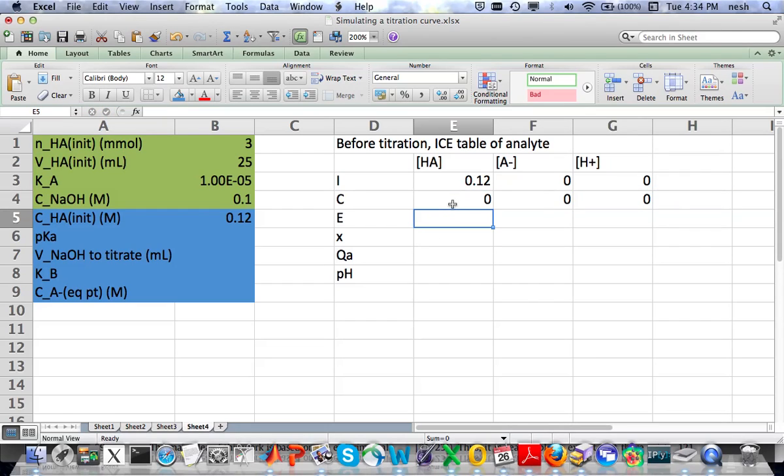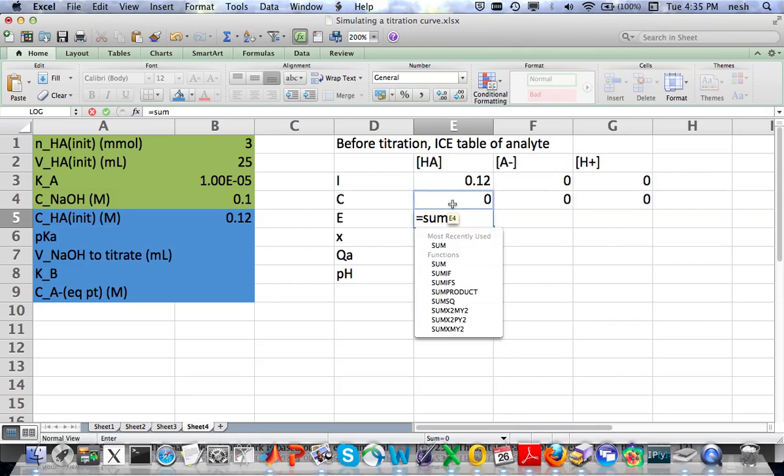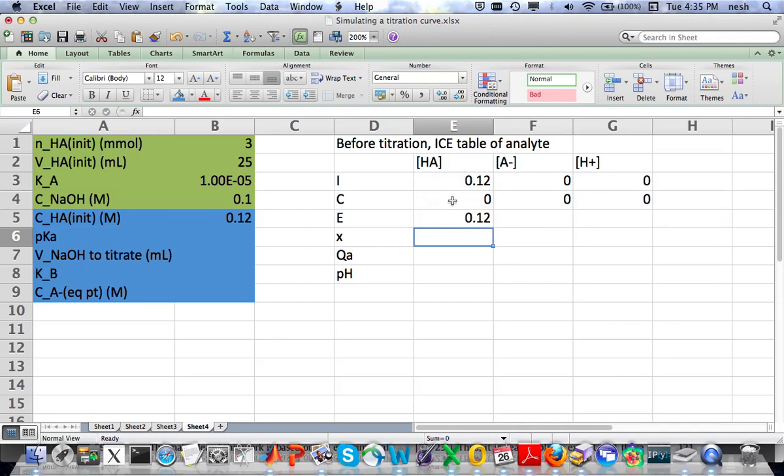And now the equilibrium, of course, is the sum of those. I'm going to introduce a new formula for the sum. It's SUM, S-U-M, of those two guys right there. All right, so that's that, and then I pull that across.